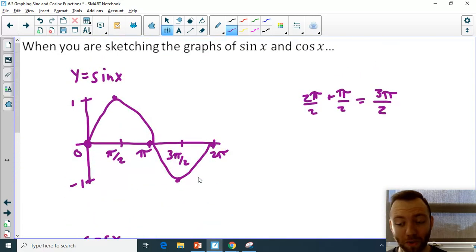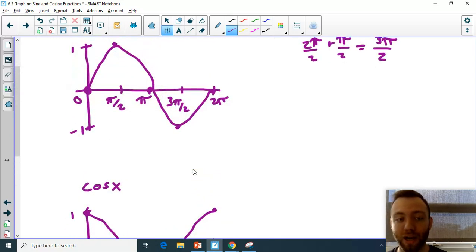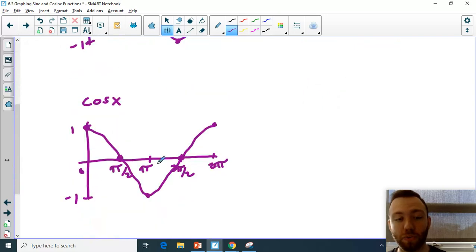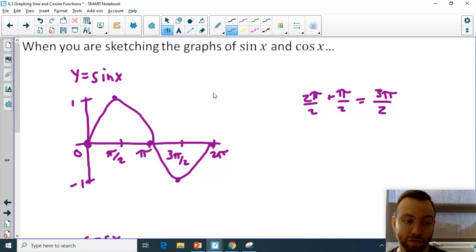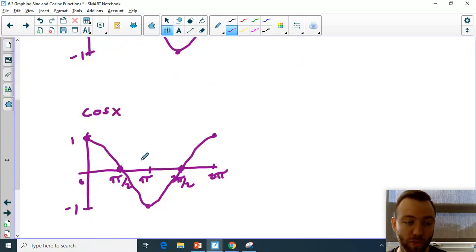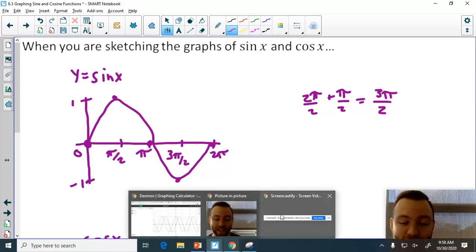There's not really any homework assigned with this stuff. My homework is literally just draw sine and cosine, know the differences between them, and know the tick marks. That is your homework. Know these two. Just for the sake of your future, you're going to want to know these. We'll get into some examples using them in the next video.